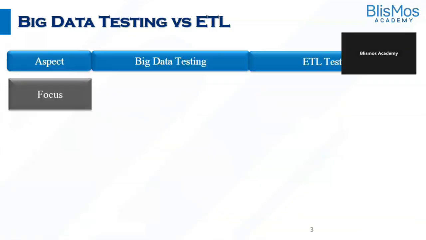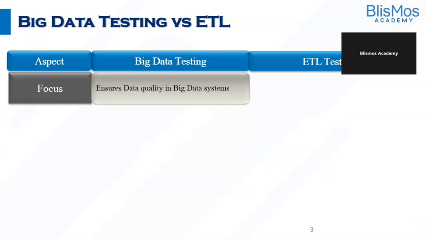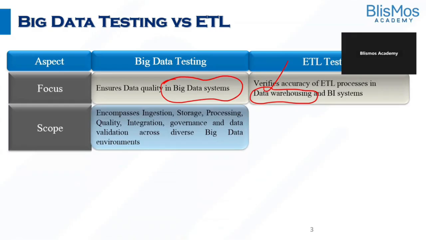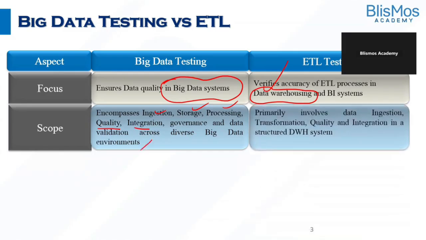Let us understand them. First and foremost, when we talk about big data testing, the focus is on the data quality of big data systems, which involve structured, unstructured, and semi-structured data. On the other hand, in ETL testing we are mostly worried about data warehousing. In big data testing, we test ingestion, storage, processing, quality, integration, governance, and data validation across big data environments. On the other hand, data warehouse testing or ETL testing primarily involves the ingestion, transformation, and quality of the data warehouse systems.